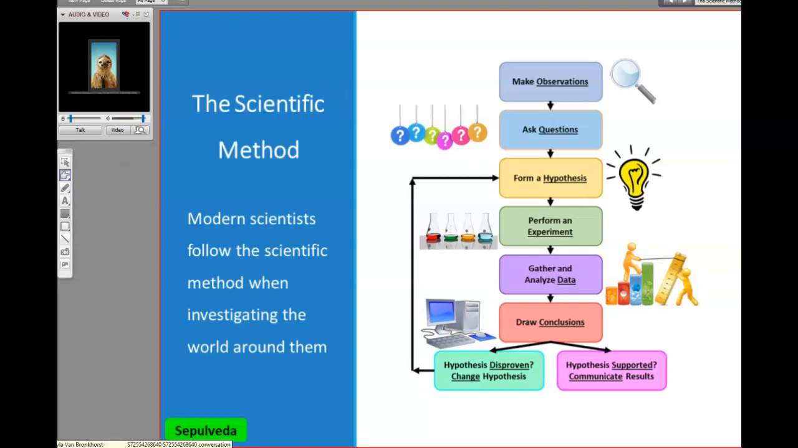So the scientific method is something that we're going to be using throughout our class here. We're going to be using it throughout pretty much life. We do this all the time and we don't realize that we're doing the scientific method.